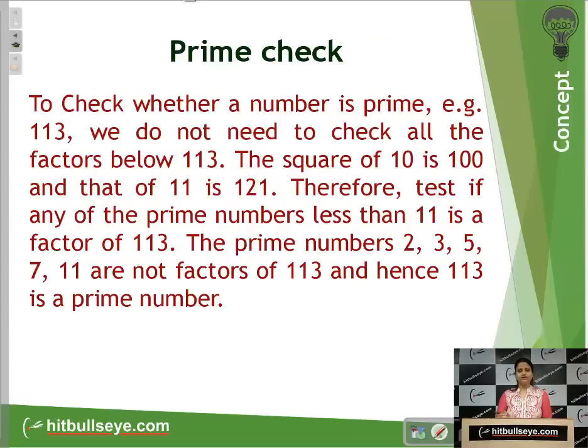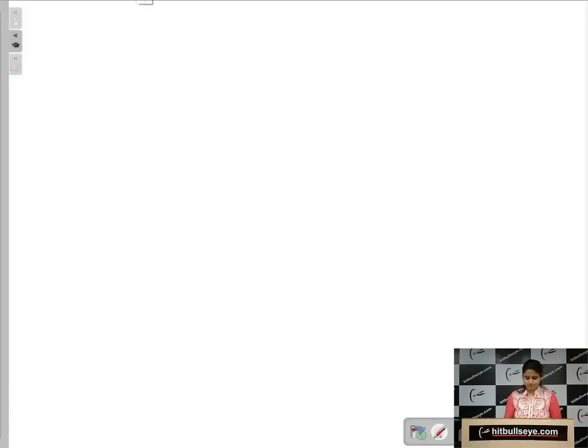Now the next thing, how can we check whether a number is a prime number or not? To check whether a number is prime, for example 113, we don't need to check all the factors below 113. The square of 10 is 100 and that of 11 is 121. Therefore, test if any of the prime numbers less than 11 is a factor of 113. What do you mean by that? See, I'm taking the same number 113 and taking its closest square root. We know what 10 square is: 100. What is 11 square? This is 121. 113 lies between 100 and 121.